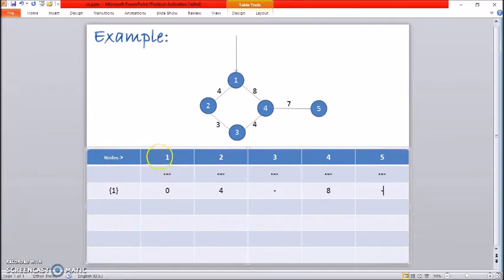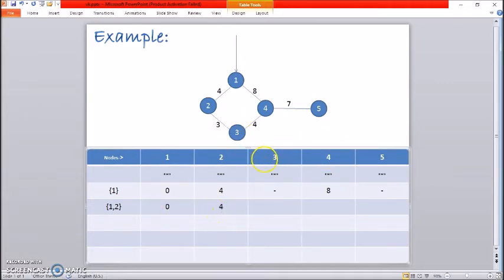Now since we have visited node number 1, we have to check the minimum distance among the non-visited nodes. The minimum distance among the non-visited nodes is 4, so we have to visit node number 2 now. The visited nodes' distances will stay the same, so there will be 0 here and 4 here.